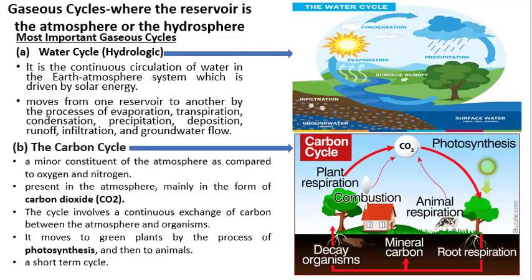Carbon is a minor constituent of the atmosphere as compared to oxygen and nitrogen. Carbon is present in the atmosphere mainly in the form of carbon dioxide, that is CO2. The cycle involves a continuous exchange of carbon between the atmosphere and the organisms. Carbon moves to green plants by the process of photosynthesis and then to animals. Carbon cycle is a short-term cycle.